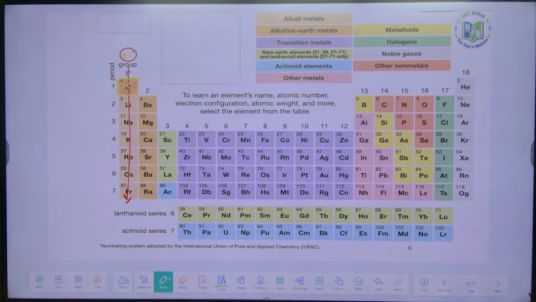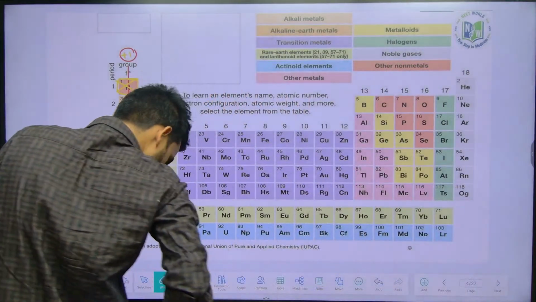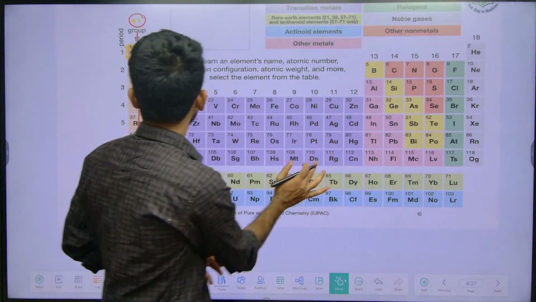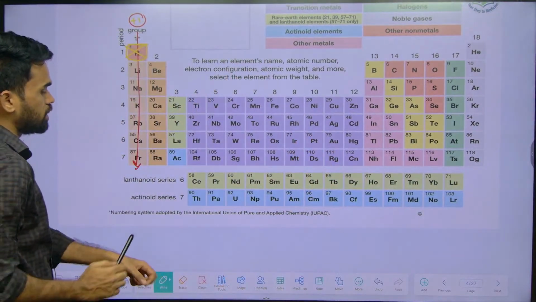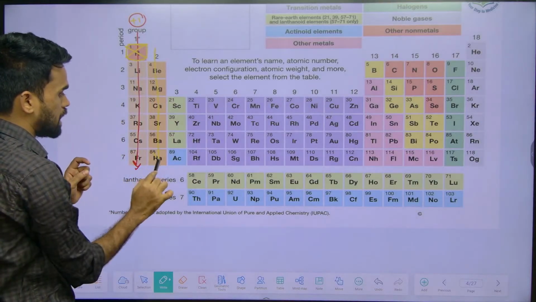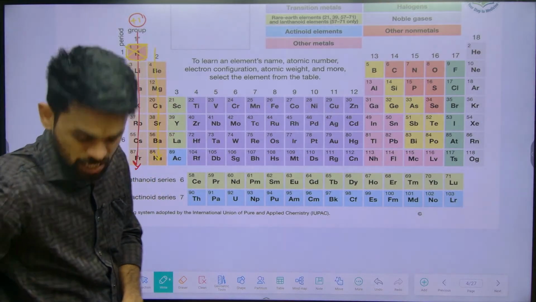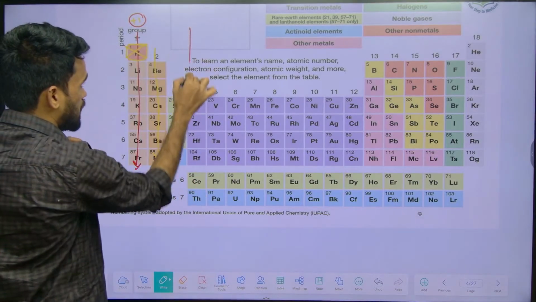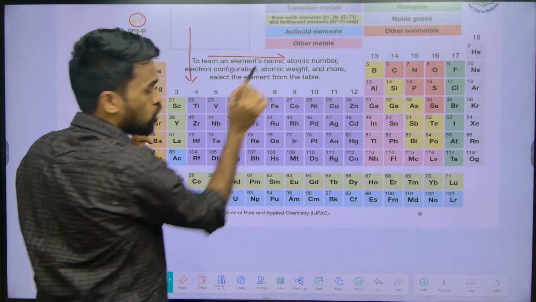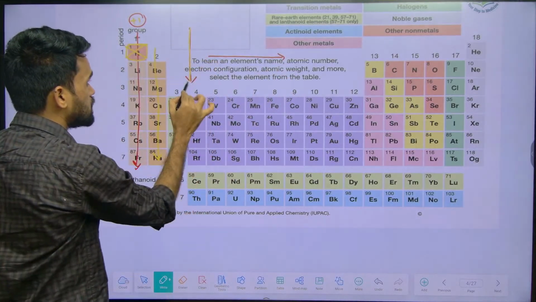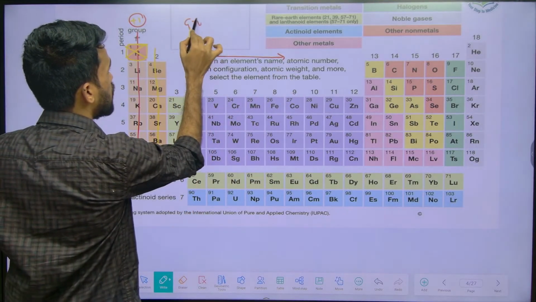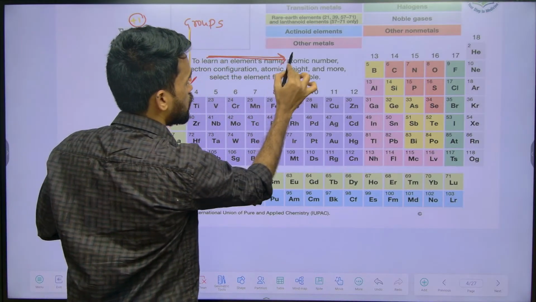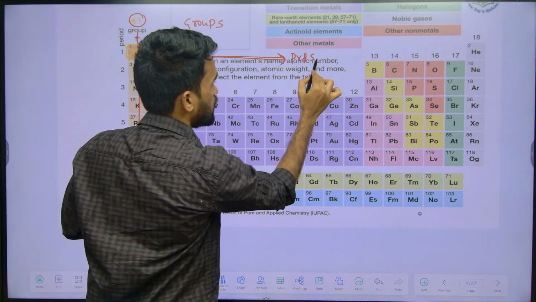Okay, let's move forward. Next, if you observe, all these elements in the second group, these vertical lines. Remember, in the periodic table we use some basic terminology. This is called a vertical line and this is horizontal. These vertical lines are called groups, and horizontal lines are called periods. You can write them in short forms.